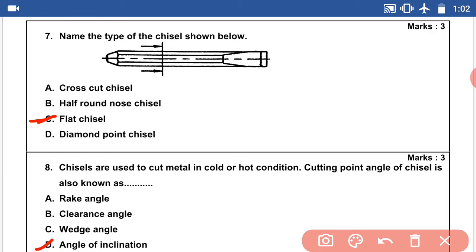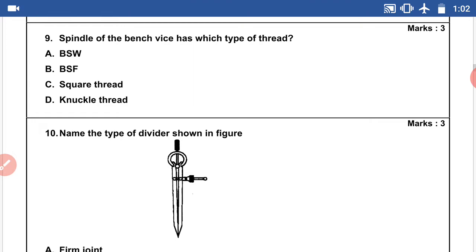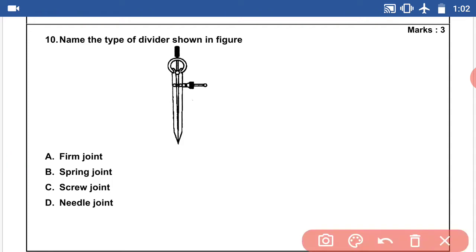Question number 9. Spindle of the parallel vice has which type of thread? The parallel vice spindle thread is square thread. Option C is correct. Question number 10. Name the type of divider shown in the figure. The answer: spring joint divider, Option B. Question number 11.